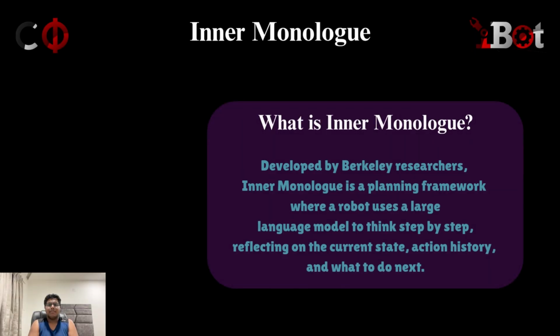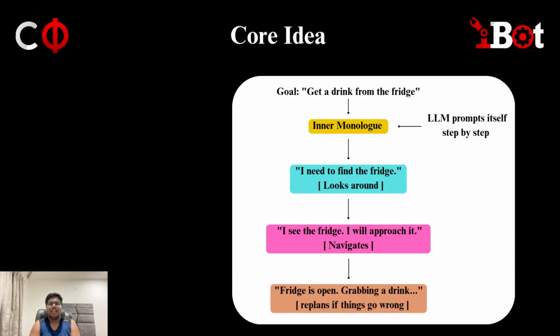Like SayCan, which plans everything up front, inner monologue thinks out loud as it moves. At each step, it prompts the LLM with a description of the current goal, the environment, and the previous reasoning. The LLM then generates the next action, and this continues in a loop. The core idea is to use the LLM as a thought engine, not just a one time planner. It mimics how humans self talk through complex tasks.